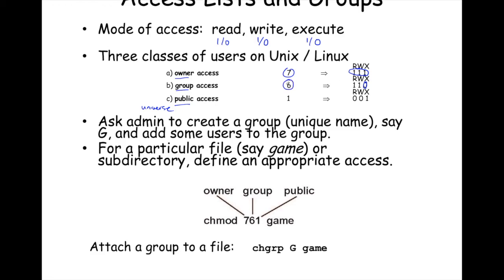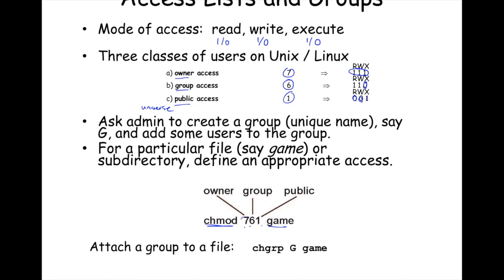So it would be a group access of 6. And then public access, which is universe, if it was only execute, not read and write, you'd have the read bit set to 0, write bit set to 0, execute bit set to 1. That would be 001, which in base 10 is 1. So therefore, if you're going to set the permissions for some file called game, for example, you would use chmod, change the access or modification control bits of this file game, to be 761.